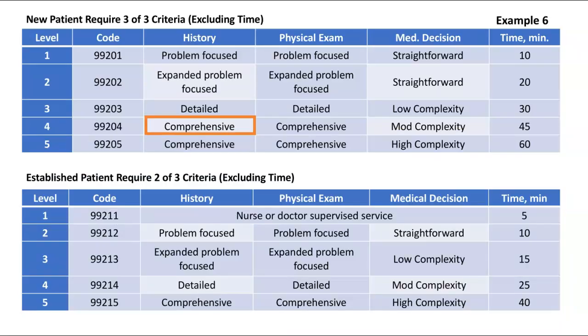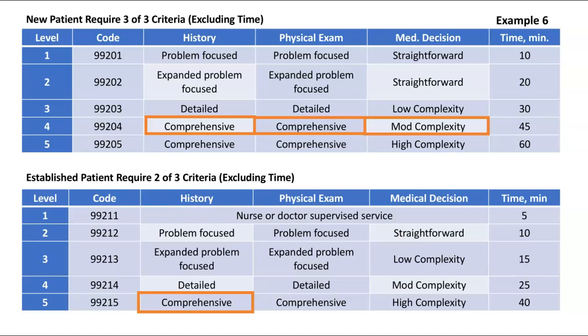When we grade that out, comprehensive, comprehensive, and moderate, so that gives us a level 4 new patient. If this were an established patient, we have comprehensive, comprehensive, moderate. So again, like the last one, this technically earns a level 5 established patient office visit.